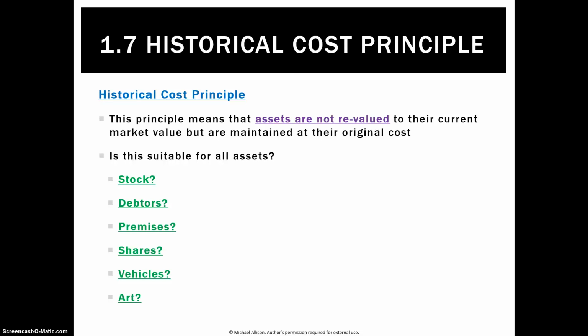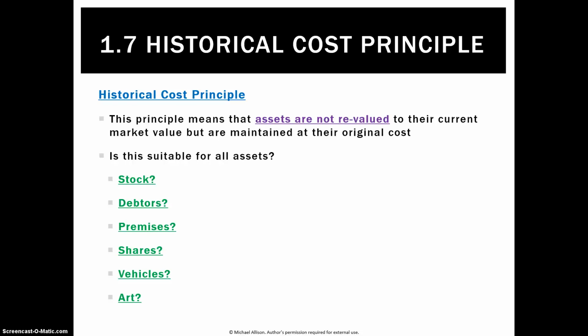A debtor, well, a debtor's a balance that they owe me. That's something that's probably going to remain constant, so I would probably keep that at its historical cost. Premises, generally in Australia we're fortunate that property prices go up over time, so it doesn't really make sense to not revalue property, and the historical cost principle may not apply. The value of shares, they change every day, and vehicles, again, they go down over time, they depreciate, so we need to consider, is historical cost the most appropriate principle to apply?